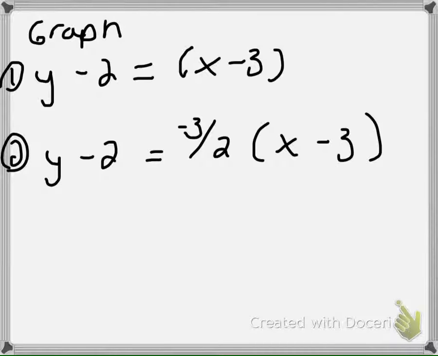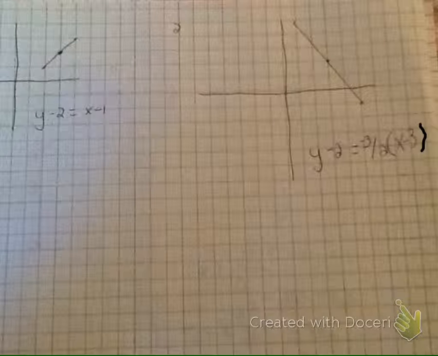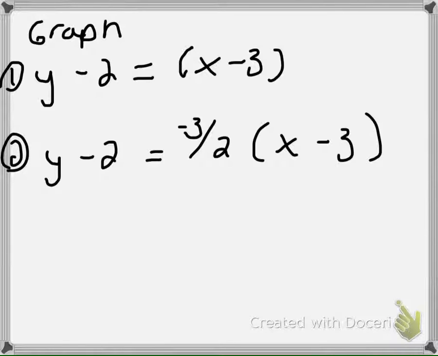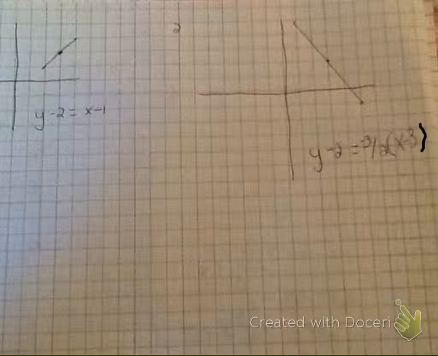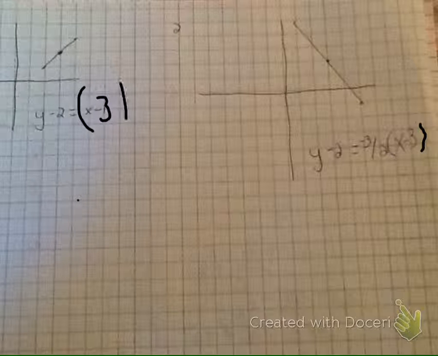Okay, so you're going to graph these two equations that are in point slope form. Okay, for the first one, your point was, I wrote the equation wrong, was 3, 2, so over 3 and up 2, and then the slope was 1. There was nothing in front of the parentheses over here, so that means it's a 1, so I have to go up 1 and over 1, that means I can also go down 1 and to the left 1.